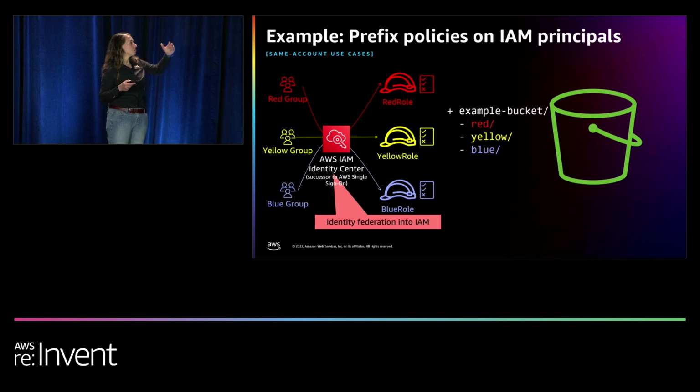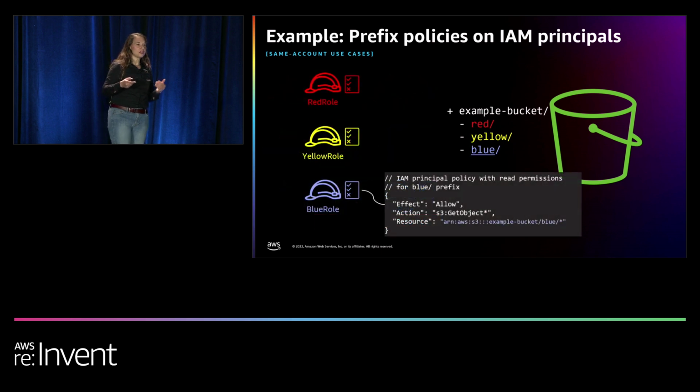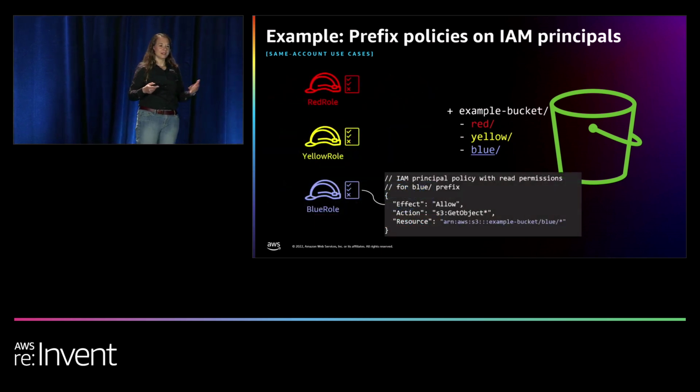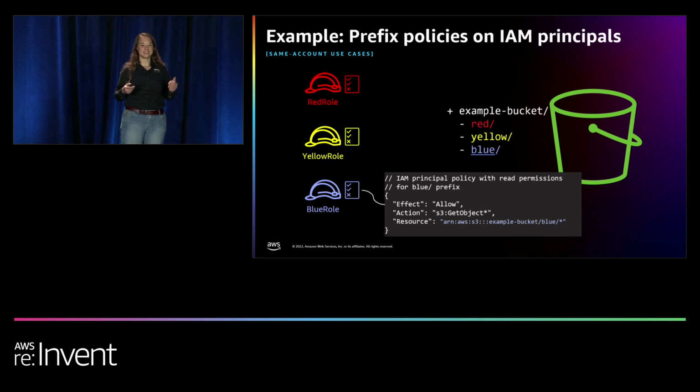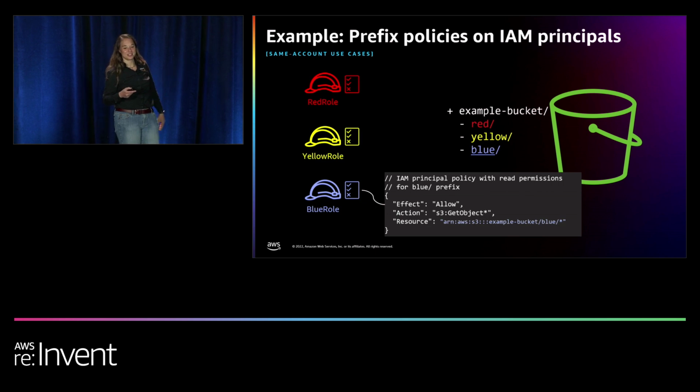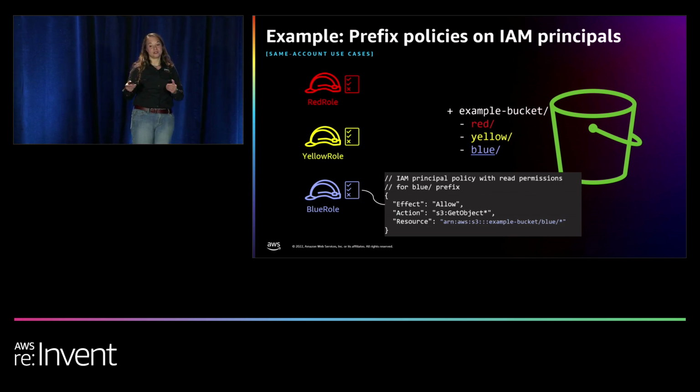So I have a group of people on the red project being mapped into the red role and so forth. Now if I start to think about what policy I might put on each of these principals, this is not going to run into any sort of limits on policy size. This is a fairly straightforward thing. Blue role gets to read the blue data.